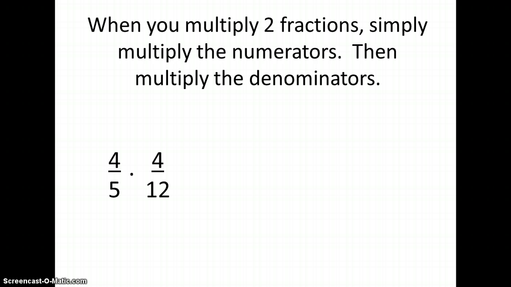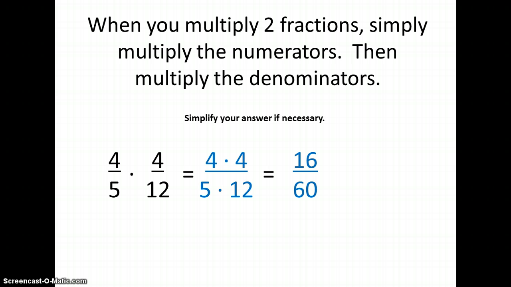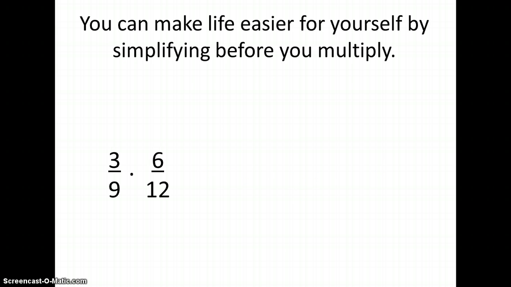So in this problem, I would multiply 4 times 4 and 5 times 12, which would give me 16 over 60. Now when I'm done, I need to simplify my answer. 16 over 60 simplifies to 4/15. Here's another example.